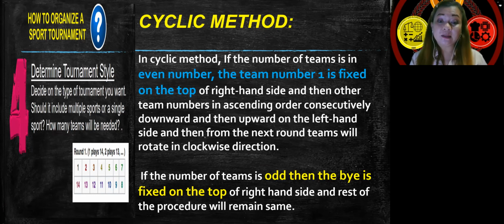So what happens if the number of teams is odd? If the number of teams is odd, then the pie is fixed on the top of the right-hand side and the rest of the procedure will remain the same.